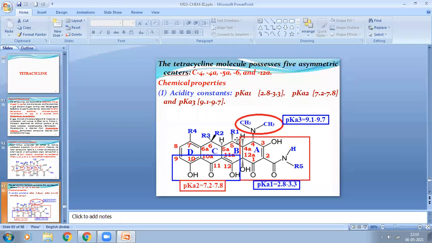This is the basic nucleus. Now we are discussing the acidity constant. Tetracycline has three acidity constants, pK1, pK2, pK3. Why does the tetracycline show these three acidity constants, and which functional groups are responsible for that? I am discussing it here.